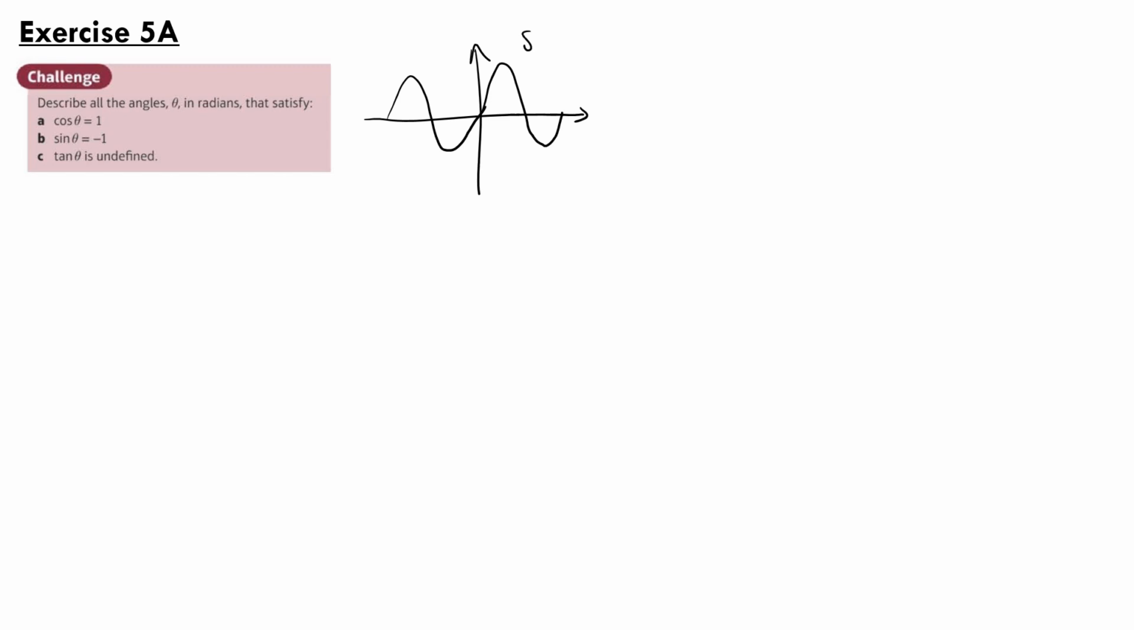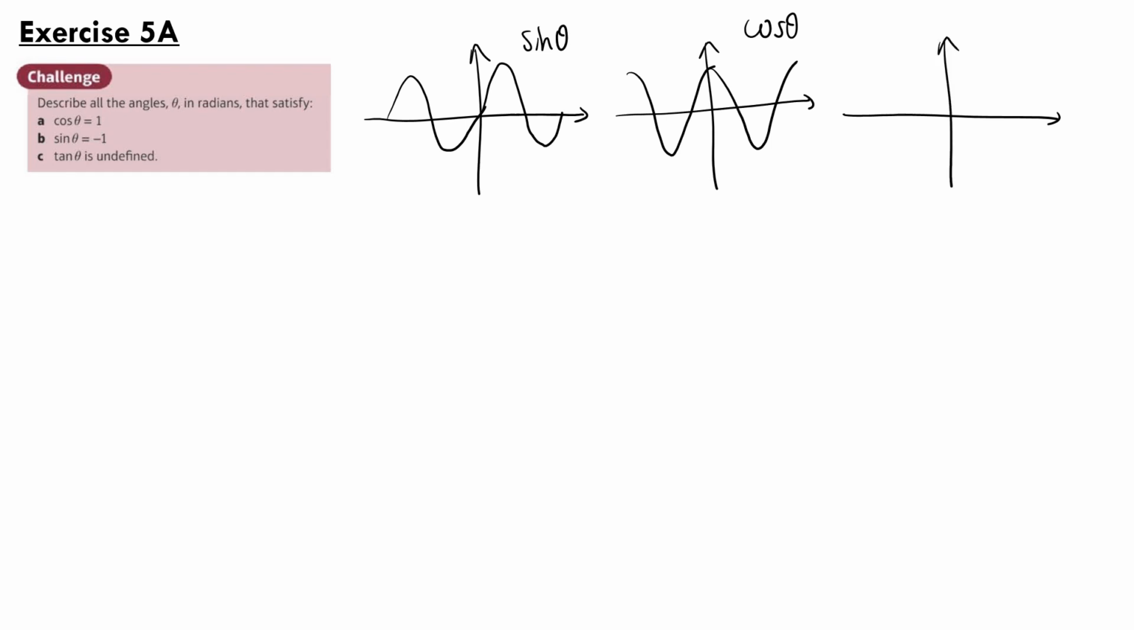So that's sine theta. Then for cos theta, we have a similar pattern, but instead of starting at the origin, we start at 0, 1. Then we go down and back up. Then the same on the other side, as it repeats every 2 pi radians again. So that's cos theta. Then tan theta, you should know, has asymptotes at every pi over 2 radians or 90 degrees. And it looks sort of like this, where the graph tends towards the asymptotes.